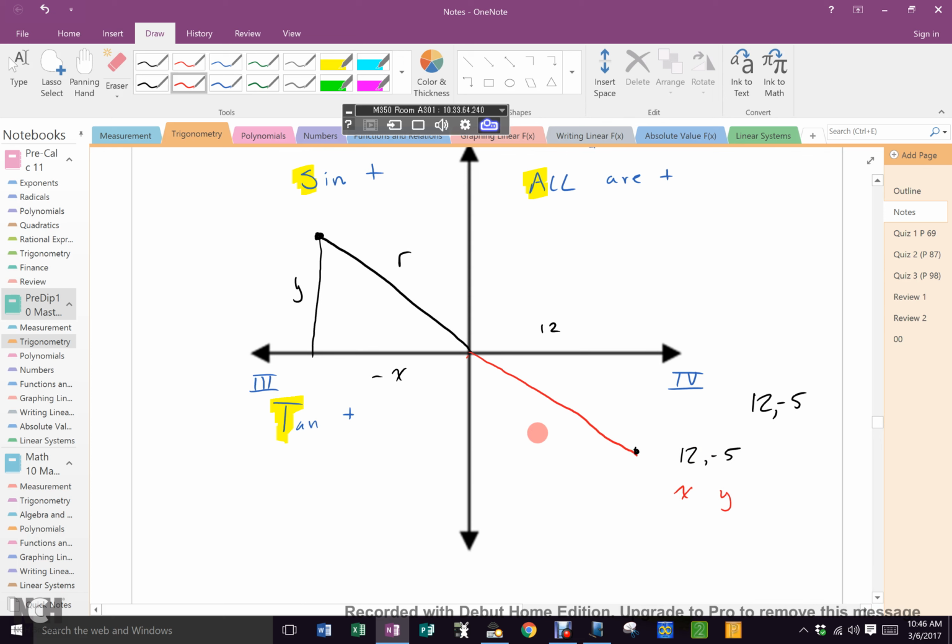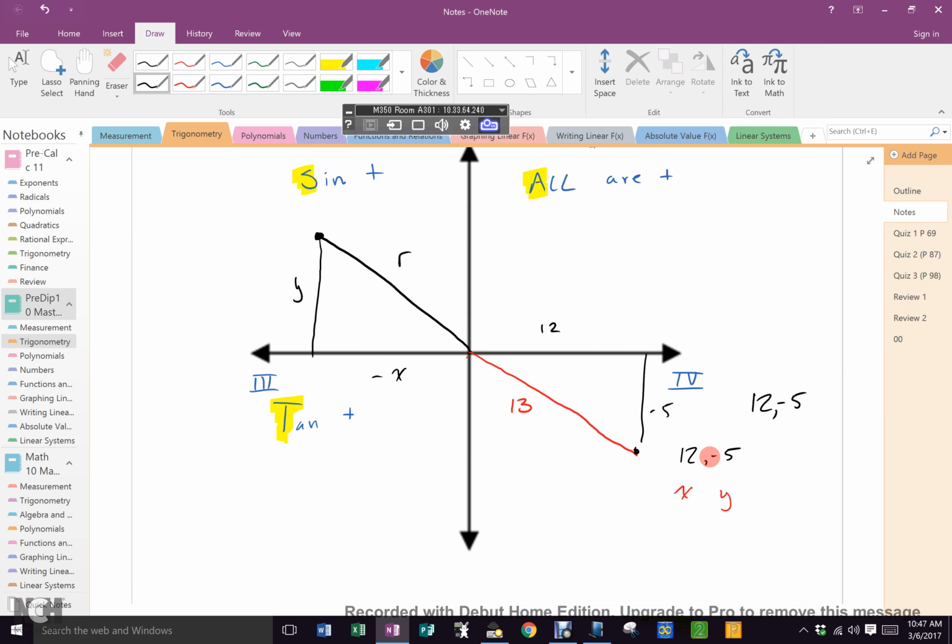How do you find R? Square root of what? 144 plus 25, square root of 169, which is 13. How long is R? 13. Does everyone agree with me? Now, without doing any math, knowing just the coordinates, do you now know the sine, cos, and tan of that angle?